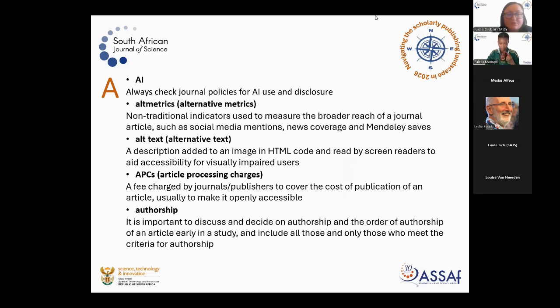APCs, or article processing charges, is a fee charged by journals or publishers to cover the cost of publication of an article, and usually that's for open access articles. Authorship, Dr. Madupe is going to explain a bit of co-authorship in her presentation, but it's very important upfront to discuss and decide on authorship and the order of authorship of an article early in your study, and include only those and everybody who should be included who meets the criteria for authorship.